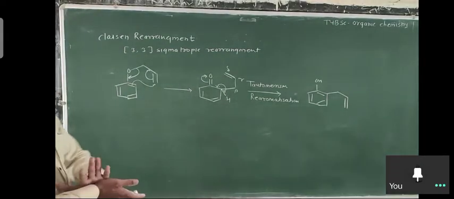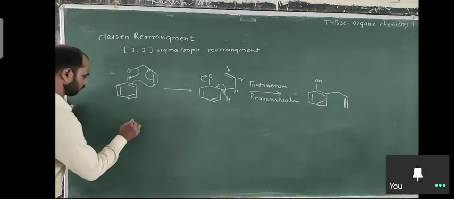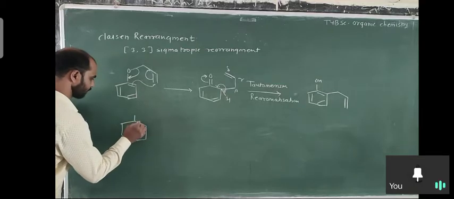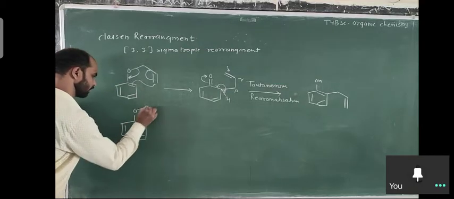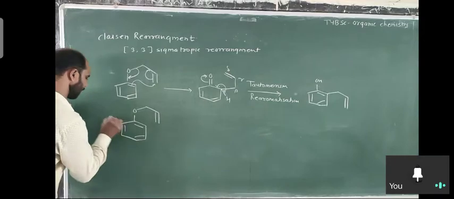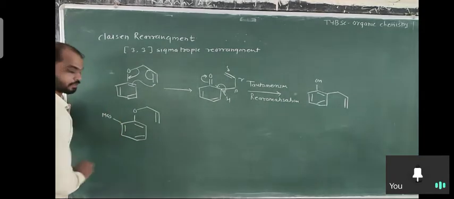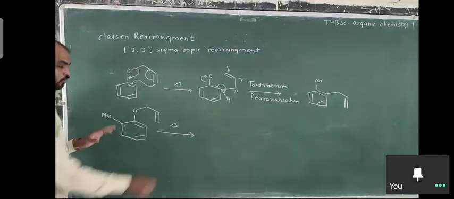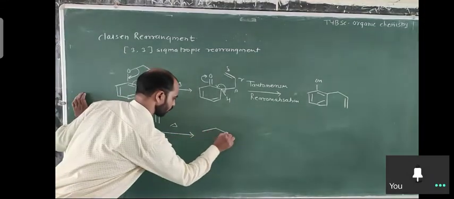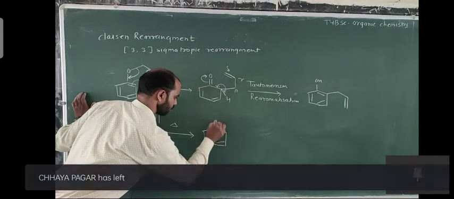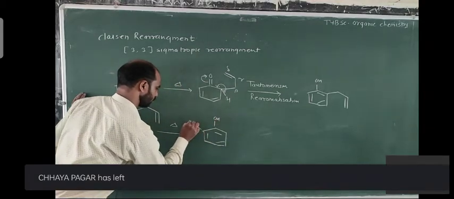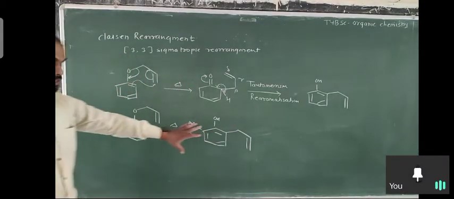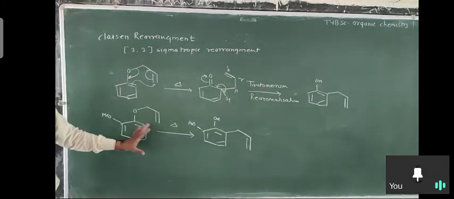Okay. You try the mechanism of this at home. Here is an OMe, a methoxy group is present. So what is the product here? This is the product. So you try the mechanism at home.